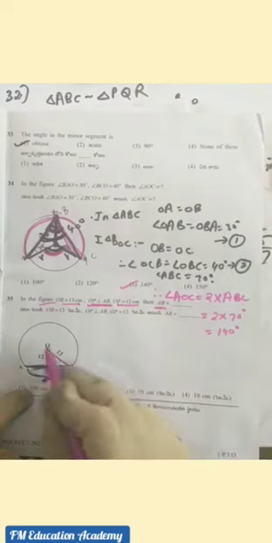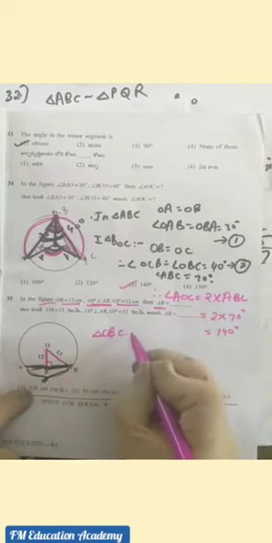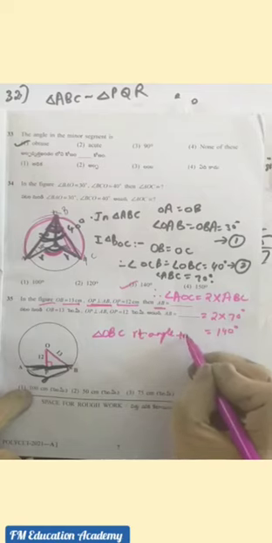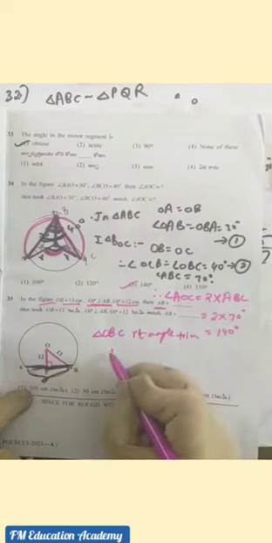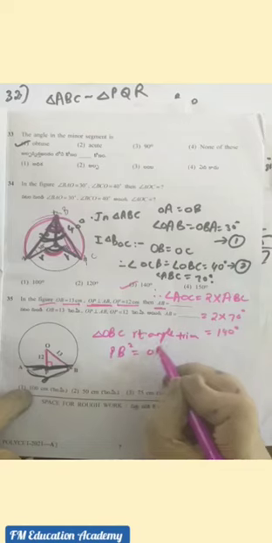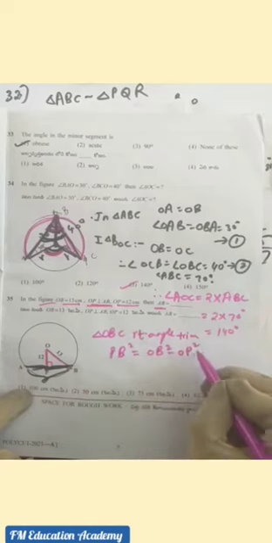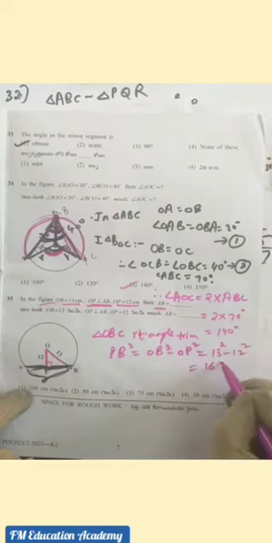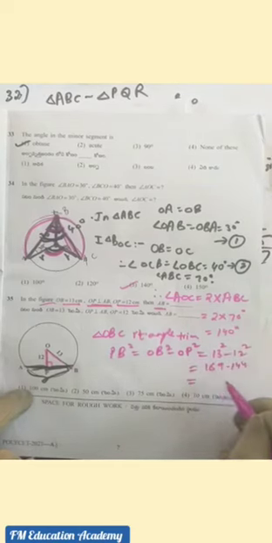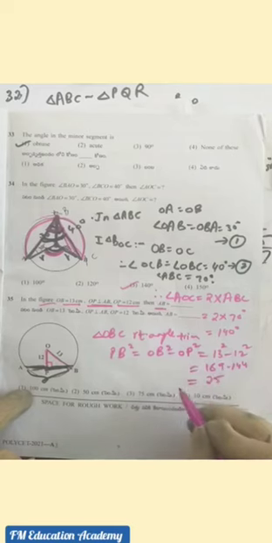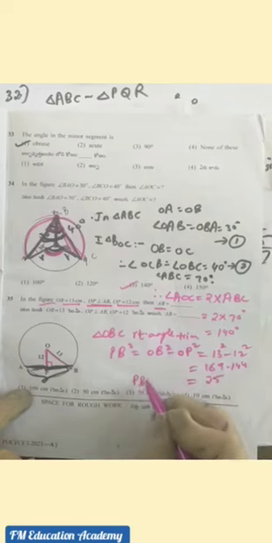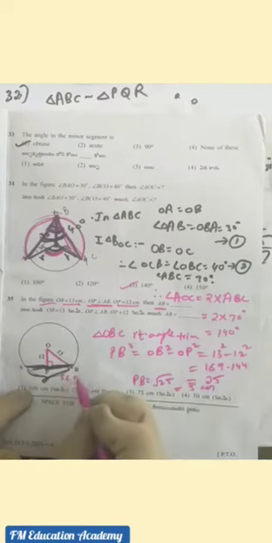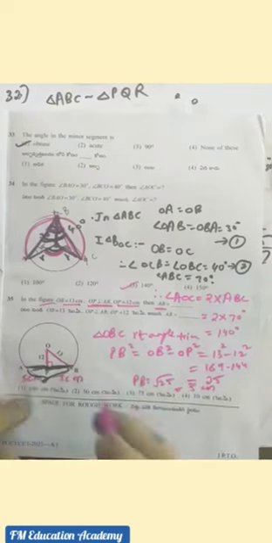Why? Because it is telling that triangle OPB is a right angle triangle. And we know in a right angle triangle, by Pythagoras theorem, PB square is equal to OB square minus OP square, that is equal to 13 square minus 12 square, that is equal to 169 minus 144, that is equal to 25. So we can say PB is equal to square root of 25, that is equal to 5 centimeter. If PB is 5 centimeter, then AP is also 5 centimeter.